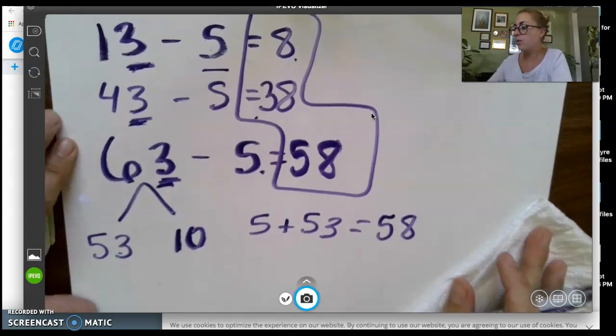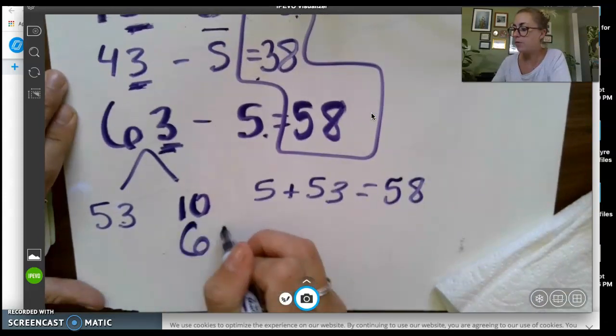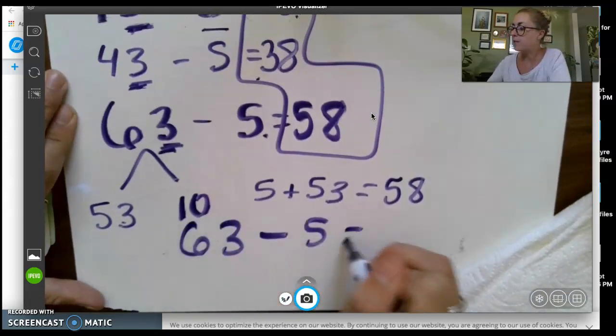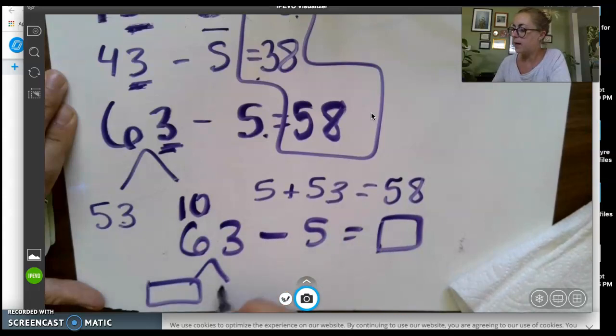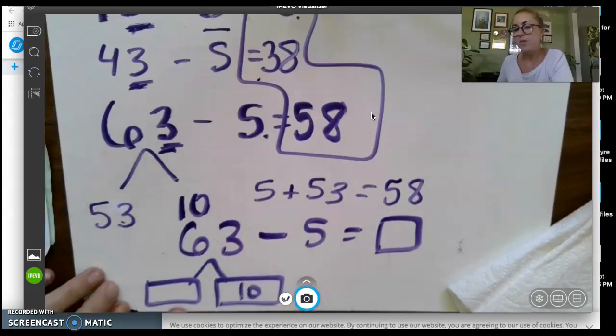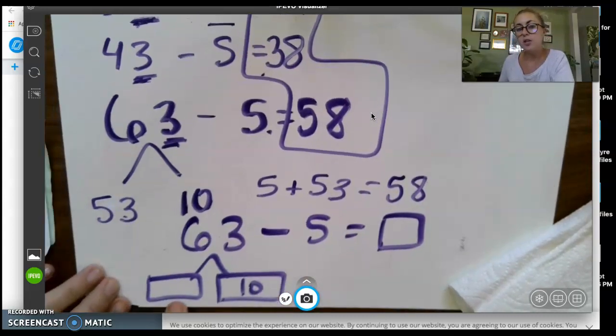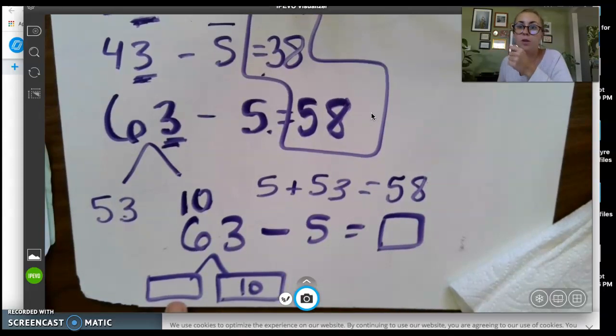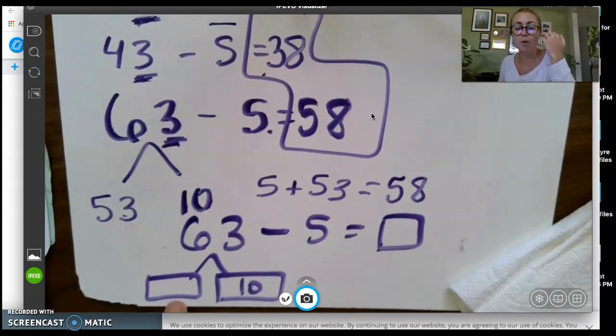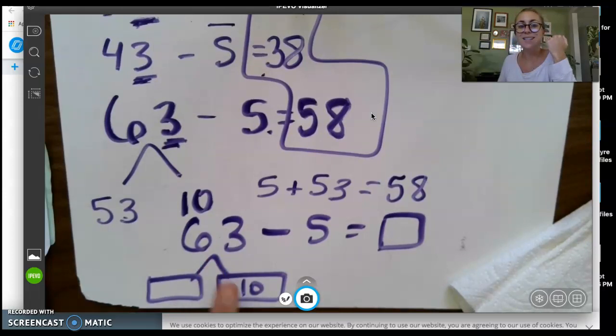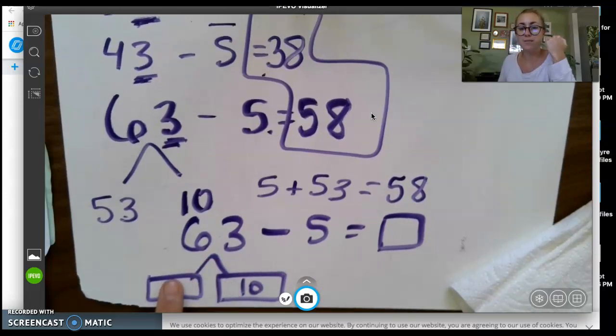So on your work right now, it's going to look the same as it did before, like 63 minus 5 equals blank. And the 10 is going to go here, but this is going to have to change because it's not just 3 or 4 for the number 14, for example. But instead, I'm taking 10 away from 63, so I have to find the remainder of that.